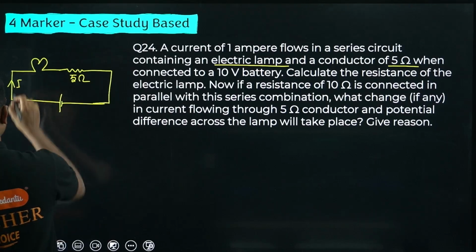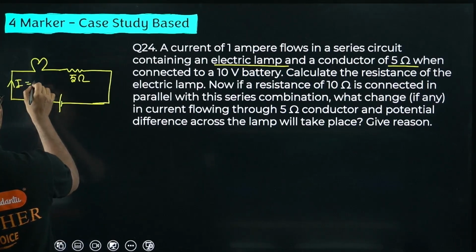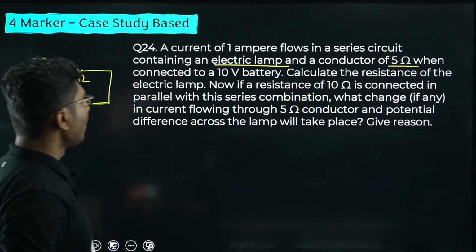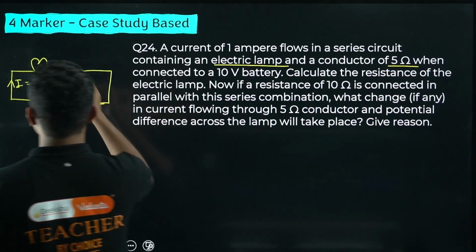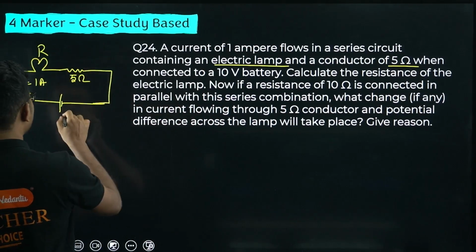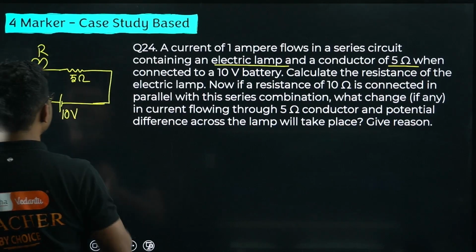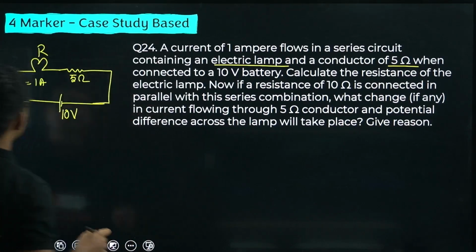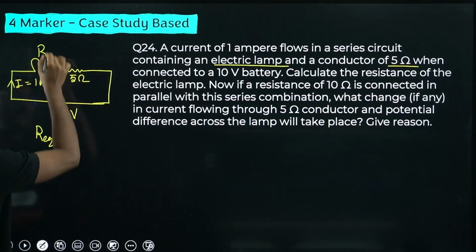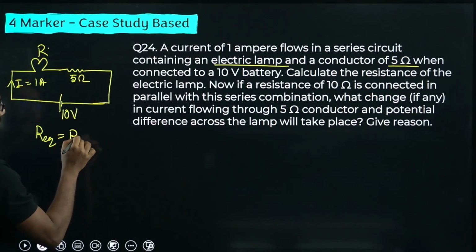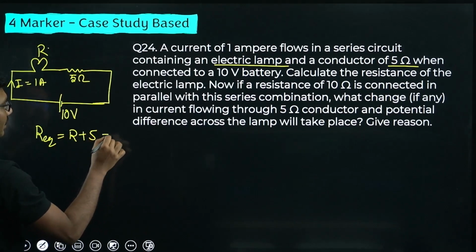Current is equal to 1 ampere. Okay, calculate the resistance of the electric lamp. So first we have to calculate the resistance of this electric lamp. What we can do is apply Ohm's law. So what is the total resistance? Total resistance of the circuit is basically the addition of these two values, so R plus 5. This is the total resistance.